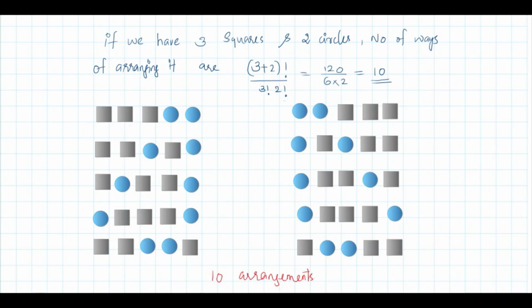The answer is 10. What are the ways? These 10 possibilities are shown here. These are the different possibilities or different arrangements of 3 squares and 2 circles. There are a total of 10 arrangements.